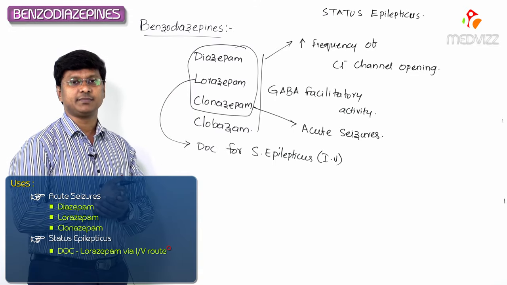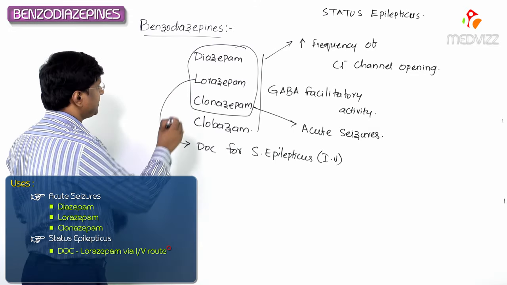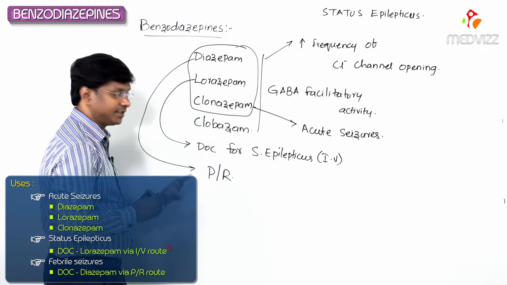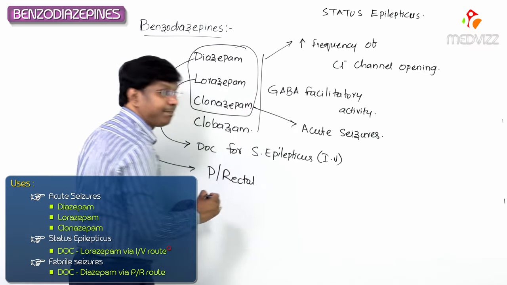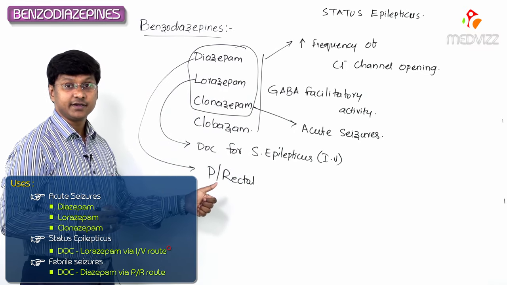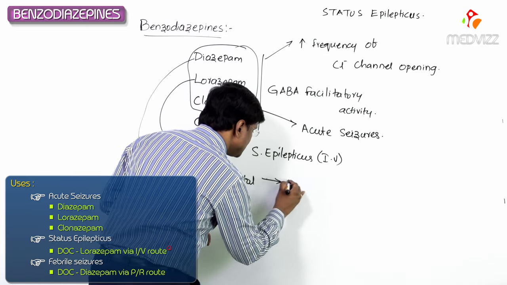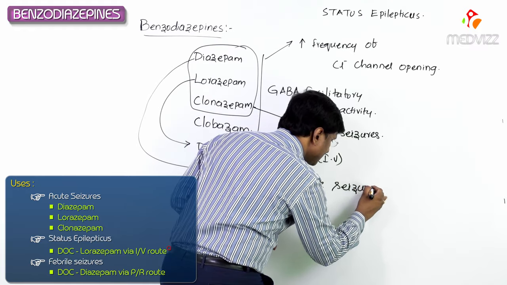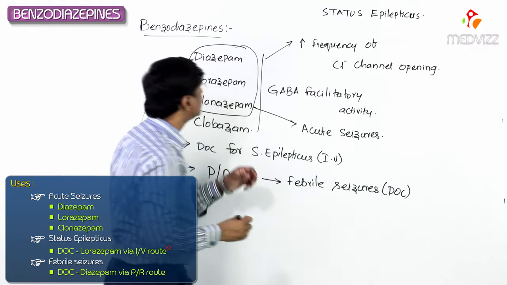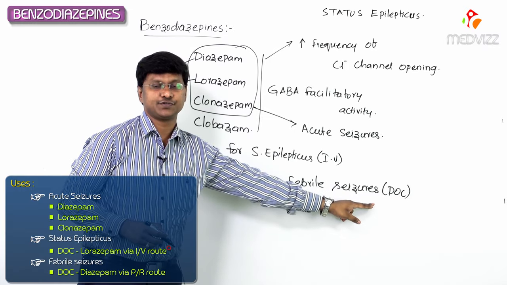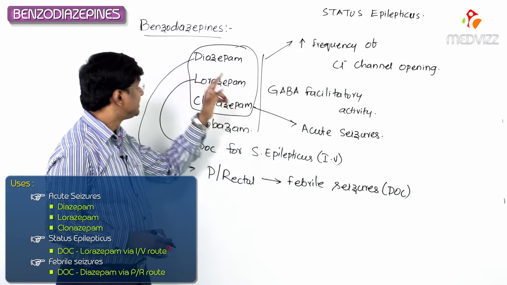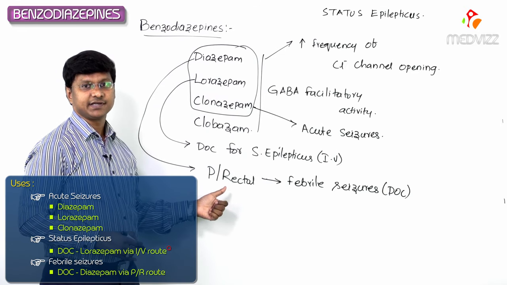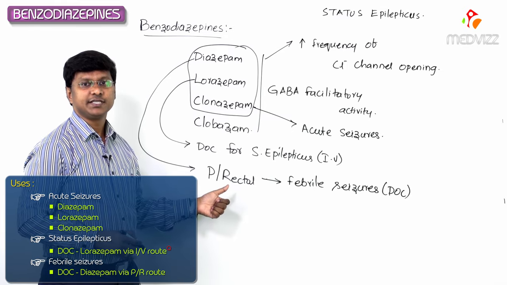Whereas, we have a very important multiple choice question about diazepam. Remember, diazepam is used via perrectal route for febrile seizures. So remember, for febrile seizures, diazepam is considered as the drug of choice, and the route of administration of this particular drug is the perrectal route.